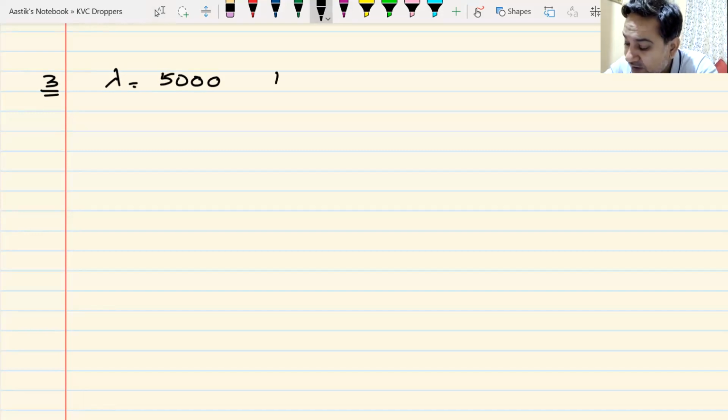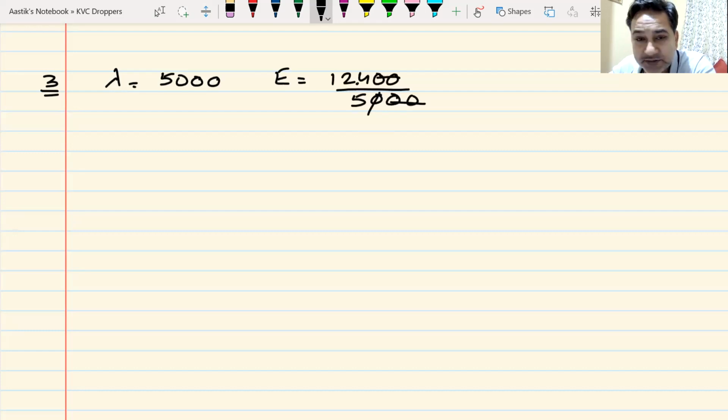You can calculate the energy of this photon. How much will be the energy? hc by lambda. hc, I know how much is that: 12,400. Do we remember this? 12,400 divided by 5,000. So the zeros go away, this becomes 12.4 divided by 5. Whatever comes, what is coming? 2.4.